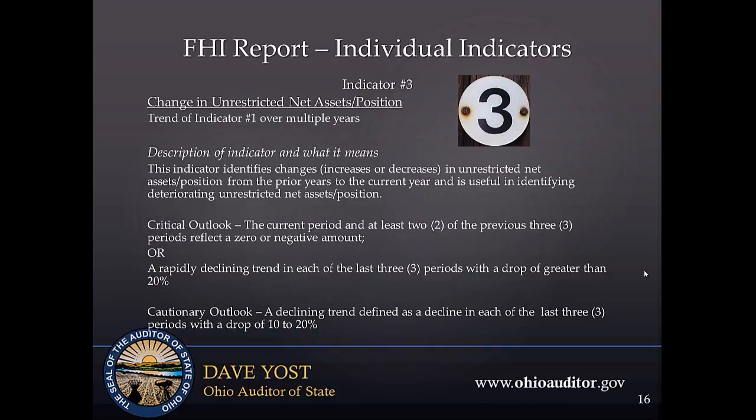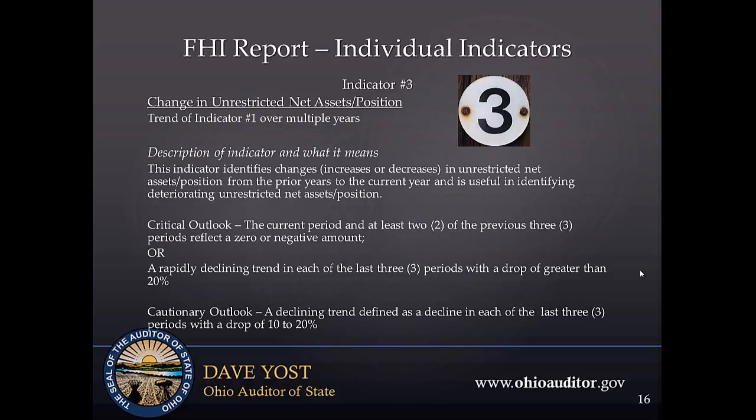Indicator 3 is related to indicator 1 in that it reflects the trend of indicator 1 and the change in unrestricted net assets or net position. This indicator identifies the increases or decreases in unrestricted net assets from the prior years to the current year and is useful in identifying deteriorating unrestricted net assets or net position. It's important because a declining unrestricted net asset or net position can be a sign of fiscal stress. This indicator is important in identifying a trend of deteriorating unrestricted net assets or position, as well as how rapidly it is deteriorating. For indicator 3, there are two methods to reach a critical outlook.